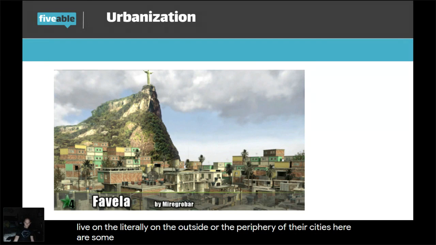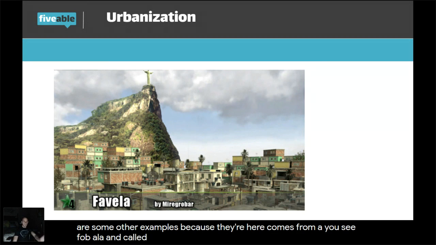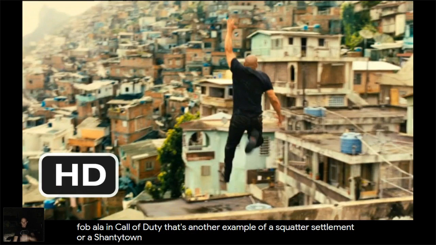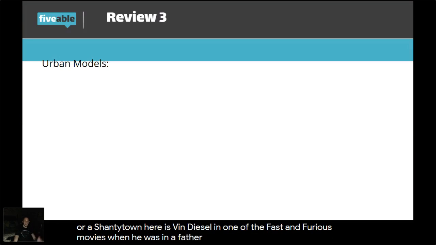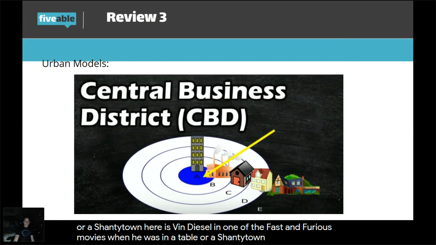Here are some other examples. Here comes from, you see, a favela in Call of Duty. That's another example of a squatter settlement or a shanty town. Here is Vin Diesel in one of the Fast and Furious movies when he was in a favela or a shanty town. Okay, I've skipped a little bit.